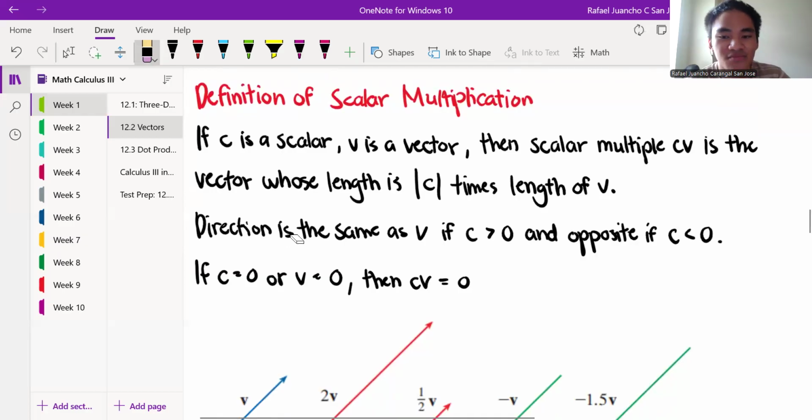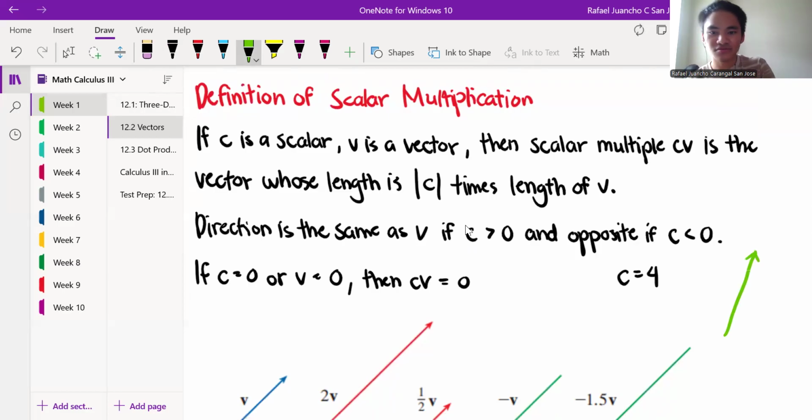And the direction is the same as v if c is greater than 0, and opposite if c is less than 0. So let's say we have this c. Let's say c is 4. v is v. And we have this vector. Wow, nice green. This is the vector for v, right?